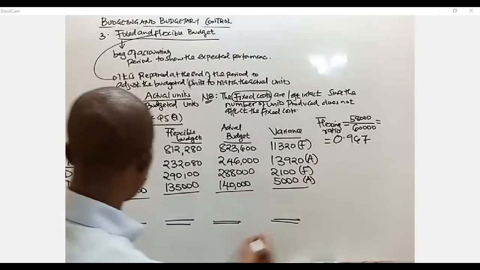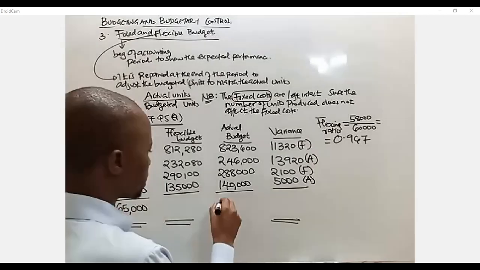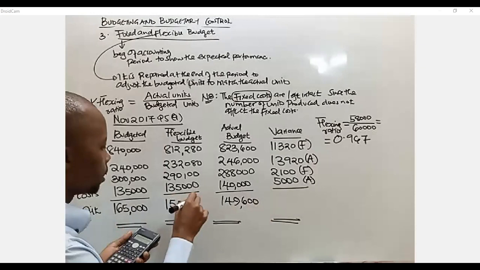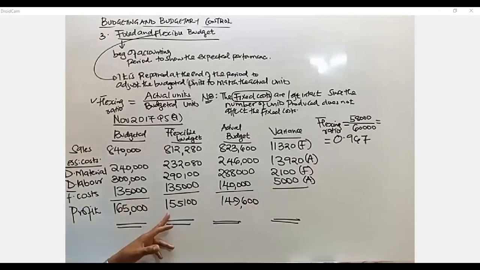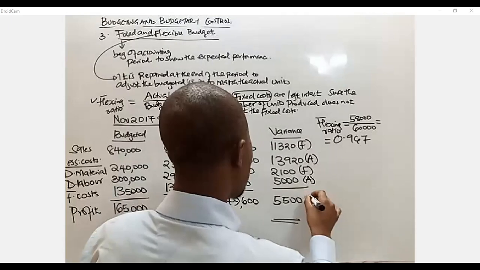That is how you get your marks. Now imagine the examiner has helped you. The profit for the budget, which I'm not calculating, is 165,000. You don't need to calculate it. And even the actual is given: 149,600. What about the flexible budget? I just need to calculate it. 812,280 minus 232,080 minus 290,100 minus 135,000, and I'm getting 155,100. When you look at your profit, I had budgeted to get 155,100, but I got 149,600. I'm not happy. What is the variance? Here I get 5,500, which is adverse.